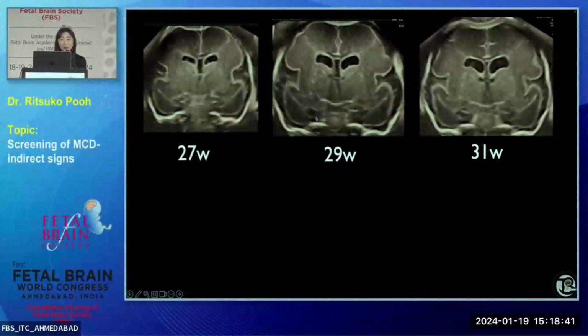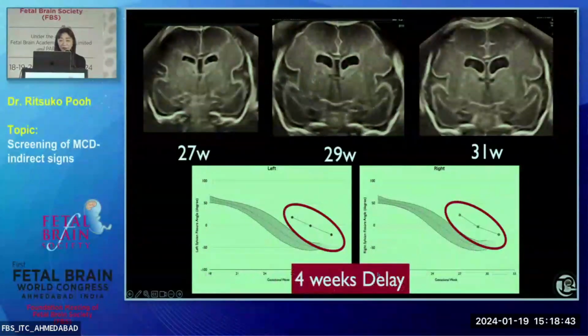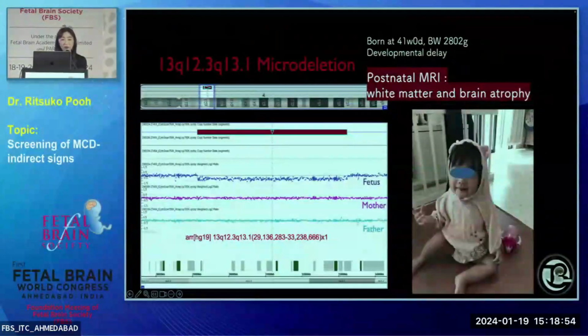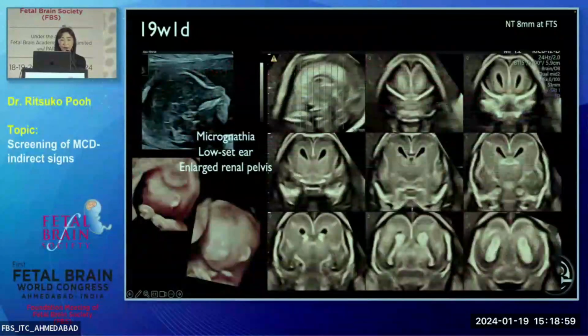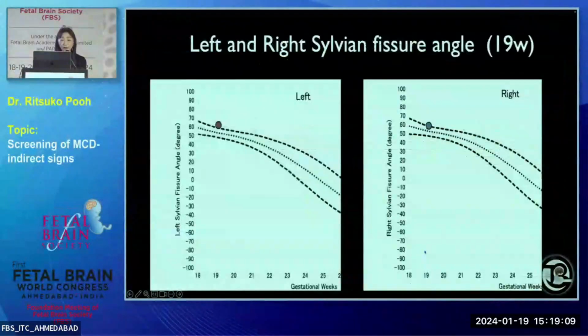However, this is 29 weeks of gestation, and it means, obviously, this case has a 4-week delayed Sylvian fissure. This is a 13q microdeletion syndrome baby. And the other one is abnormal, with a low-set ear and micrognathia. And here the brain looks normal. However, I measured the Sylvian fissure angle, and it is a little bit out of the reference.